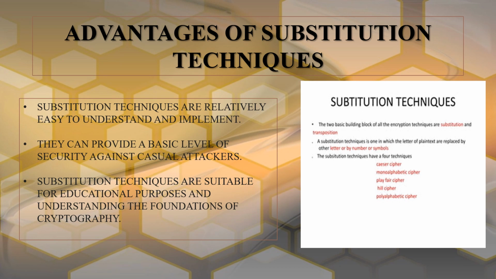Advantages of substitution techniques. Substitution techniques are relatively easy to understand and implement. They can provide a basic level of security against casual attackers. Substitution techniques are suitable for educational purposes and understanding the foundations of cryptography. The two basic building blocks of all encryption techniques are substitution and transposition. A substitution technique is one in which the letters of plain text are replaced by other letters or by numbers or symbols. The substitution techniques include the Caesar cipher, monoalphabetic cipher, Playfair cipher, Hill cipher, and polyalphabetic cipher.